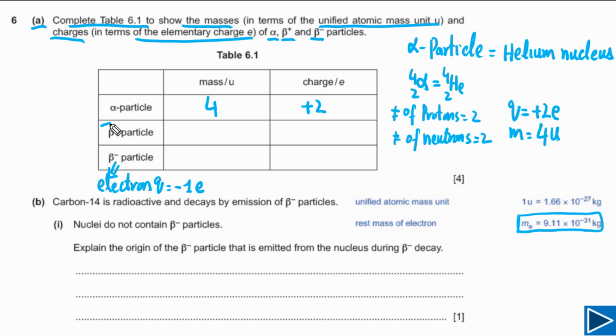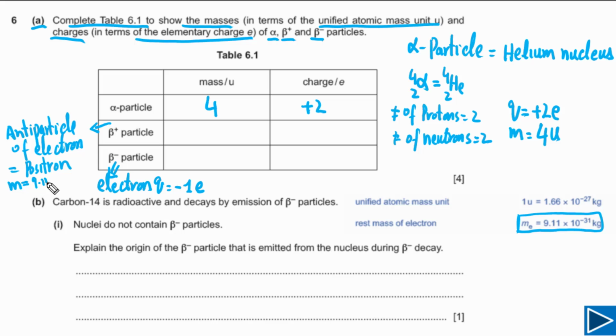Next one is beta plus particle. Beta plus particle, in fact, is the antiparticle of electron. So simply we can write down here this is the antiparticle of electron. The antiparticle of electron we also call a positron. So beta plus particle we also call a positron. As this is an antiparticle, the mass of beta plus is the same as the mass of electron.